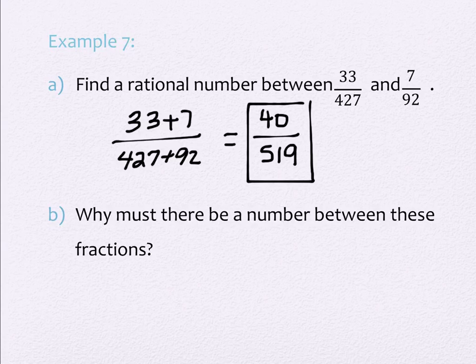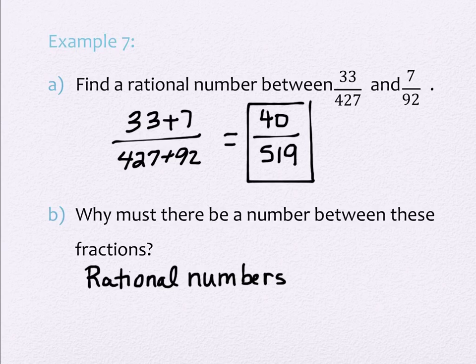So here we go. This is the number that's between these two numbers. All right, so the question to ask next is, why must there be a number between these fractions? Because it's the density property. It's because rational numbers are dense. That's that Theorem 6.4 that we encountered two slides back, right? They're dense. They have this property.